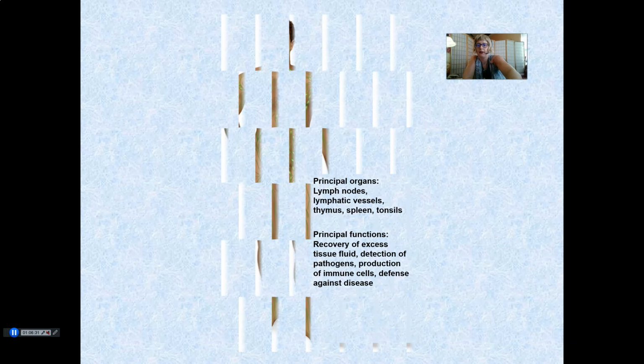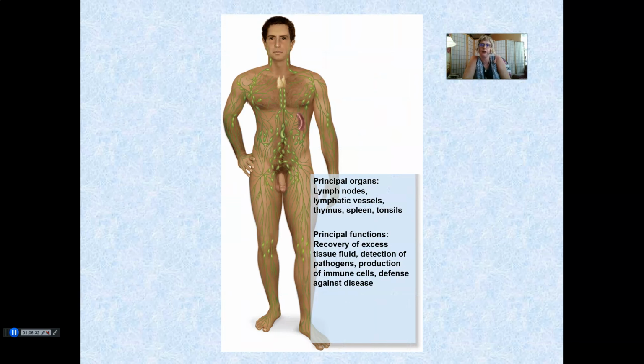All right, the next thing, this is already AMP 2. You'll be learning about the lymphatic system. The lymphatic system is going to take up excess fluid that the arterial venous system can't handle. It'll also detect pathogens. It'll be an intricate part of the immune system as well. We'll go over that in AMP 2.